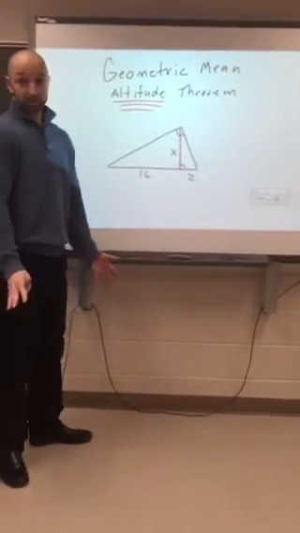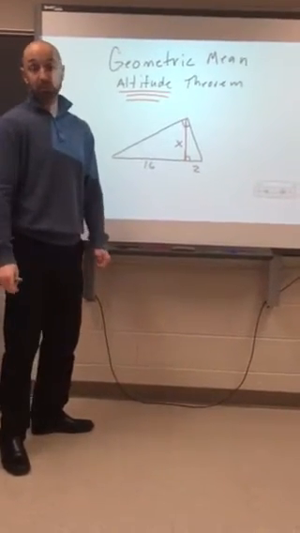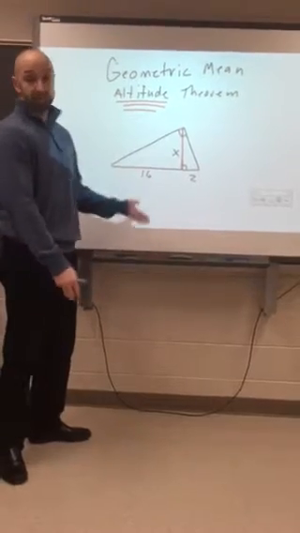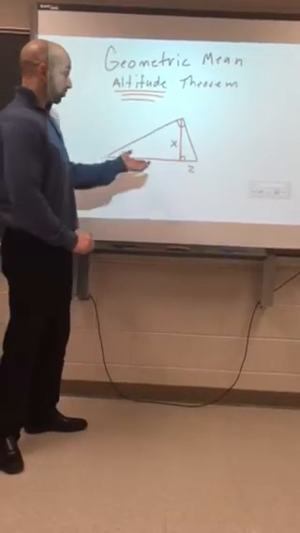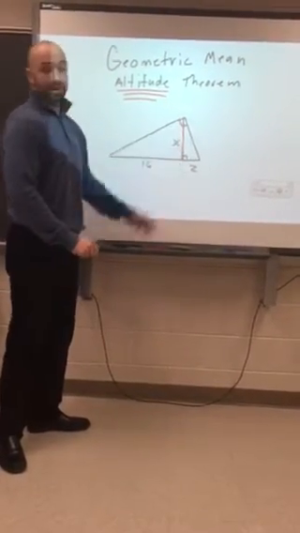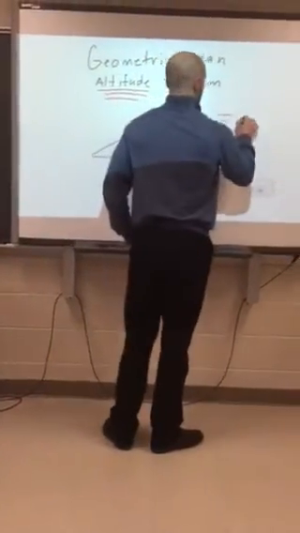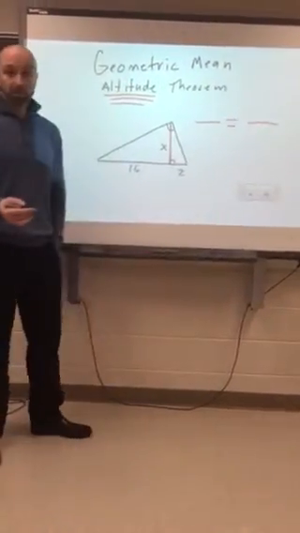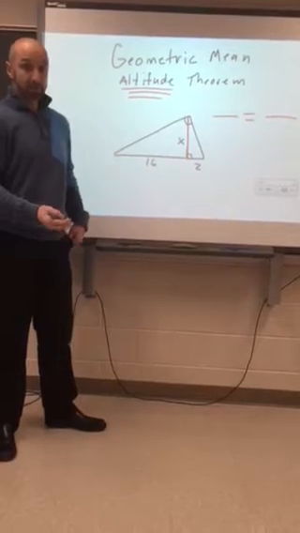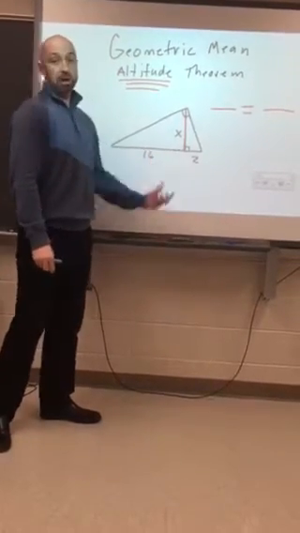All right, what I'm going to do now is give you an example of how to use the geometric mean altitude theorem to solve for the altitude in this right triangle. So I have my right triangle with my altitude drawn. The geometric mean altitude theorem states that the altitude is the geometric mean between both parts on the hypotenuse.